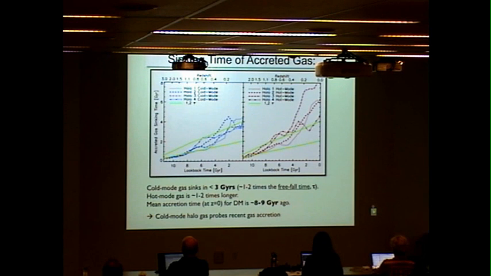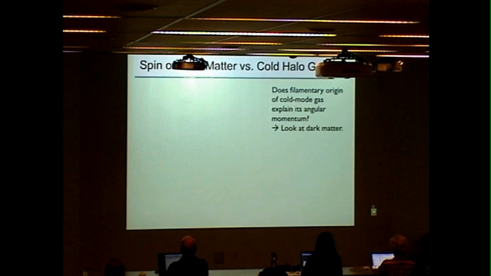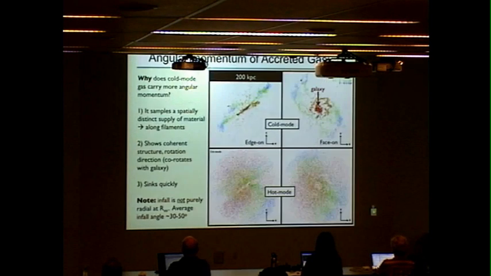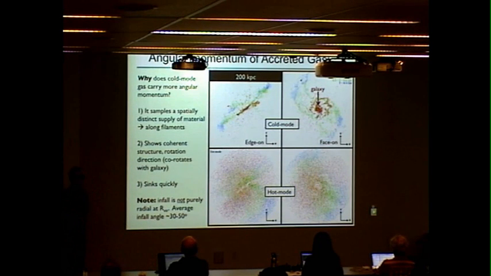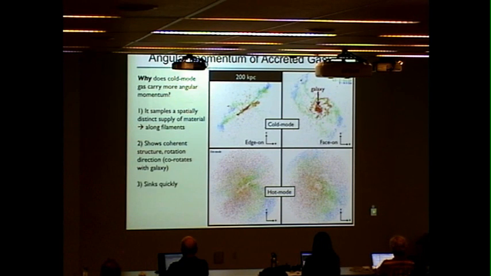So again, for all of our galaxies, the cold mode gas in the halo is definitely probing the recent accretion. This indicated maybe it's because it's coming along the filaments. Maybe that's why it has higher angular momentum. Maybe part of it is just that it's recent, but it's also spatially distinct. Because even when you look at the very recent accretion for all of it, dark matter, hot mode, cold mode, you still had an excess in angular momentum for the cold mode accretion.